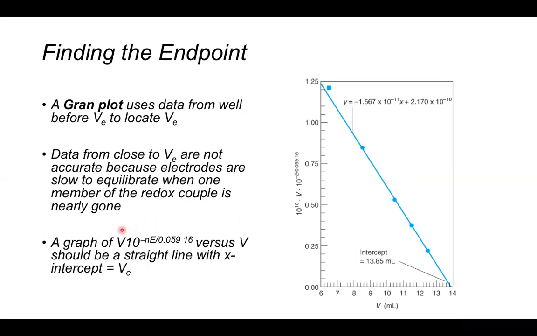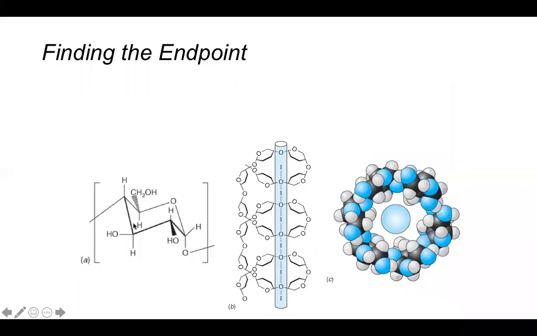And so a graph of the volume times 10 to the minus nE over 0.05916, which was how we found the equilibrium constant, if we recall, versus the volume added should be a straight line with x-intercept equal to the equivalence volume. So here we have this plot, and the x-intercept here is going to be our equivalence volume. So that's finding the endpoint of our reaction.